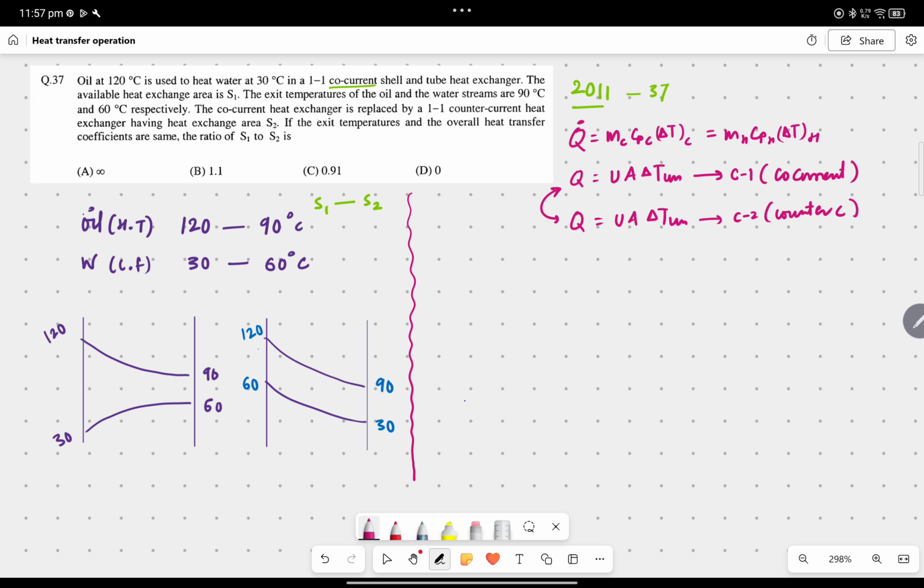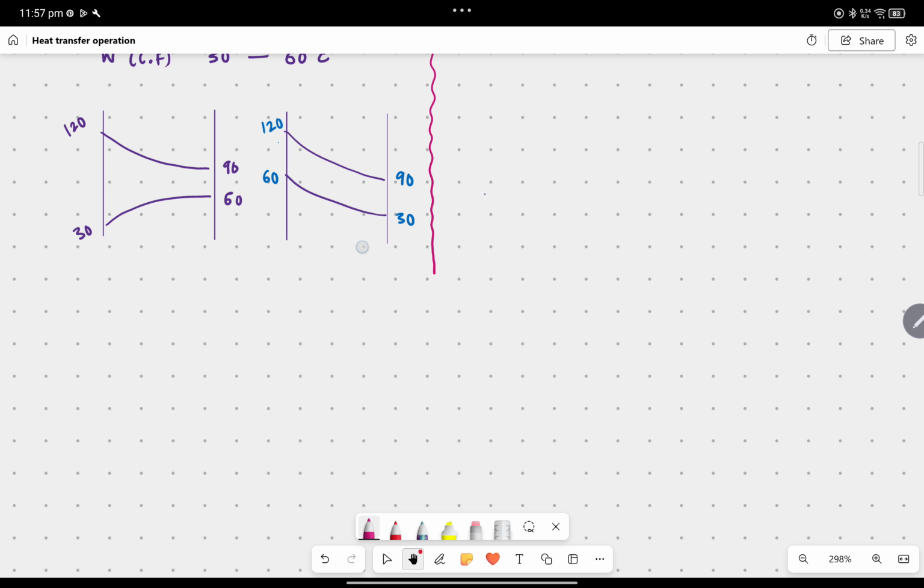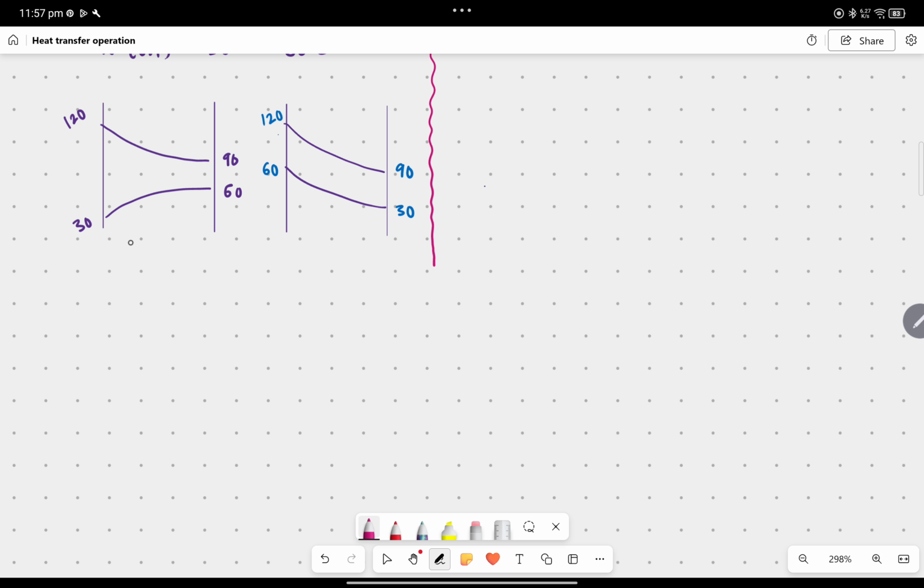So first of all, let's calculate the LMTD for both the cases. I am going to calculate the LMTD for co-current and counter current. For that, the LMTD formula is delta T LM equals delta T1 minus delta T2 divided by ln of delta T1 by delta T2.